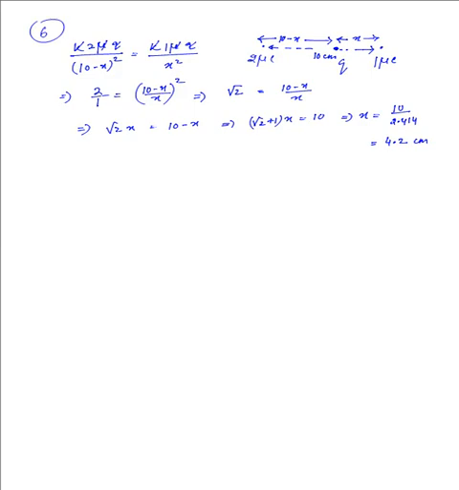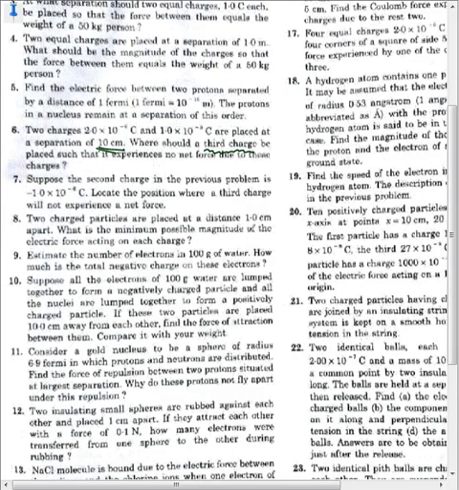Now if we are to consider the distance from the 2 microcoulomb charge, it will be 10 minus 4.2, which is 5.8 centimeters. You choose wherever you wish to find that, with respect to whichever charge you wish to find. Now in the seventh one, the second charge in the previous problem is replaced by a negative one, that is minus 1 microcoulomb, and we find the location where a positive charge placed, or even a negative charge placed, will experience no net force.